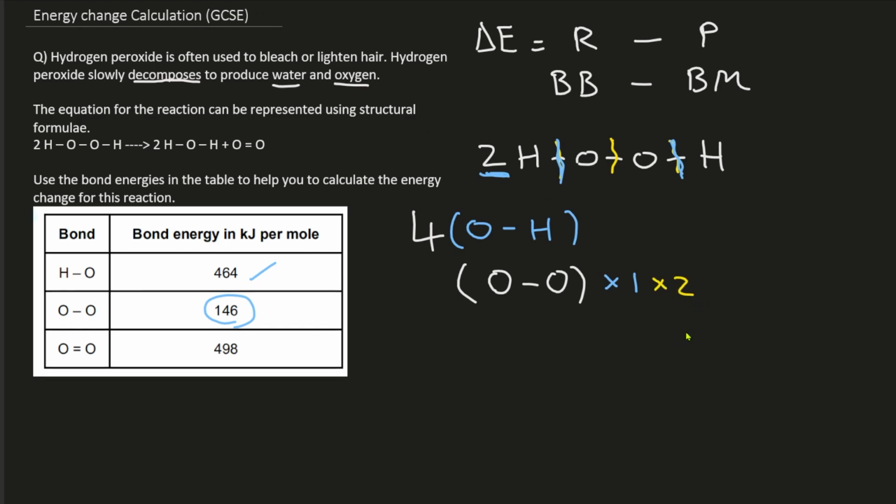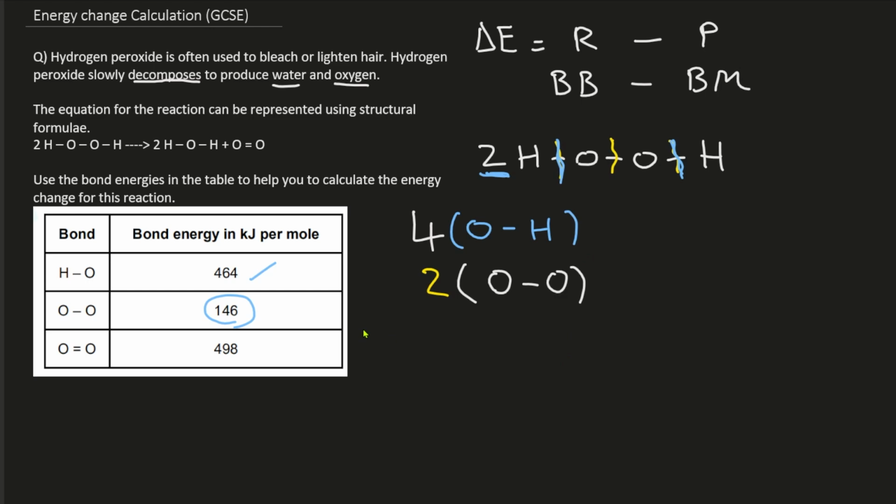So altogether, how many O-O bonds do we break? Well, we break 2 O-O bonds. So let's just make that look nice and neat, and that becomes 2 O-O single bonds. So that side is done.